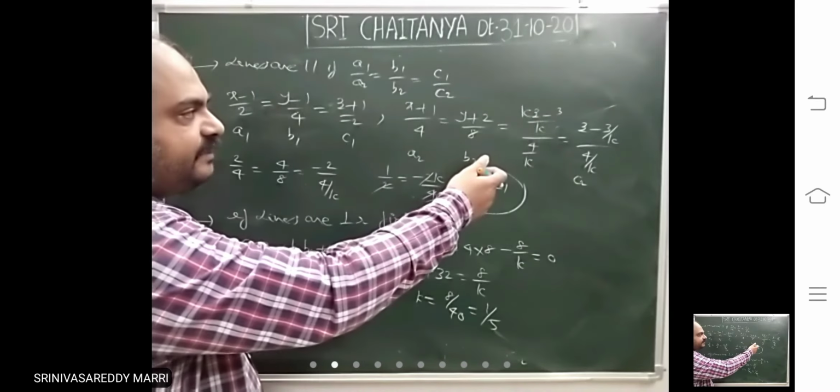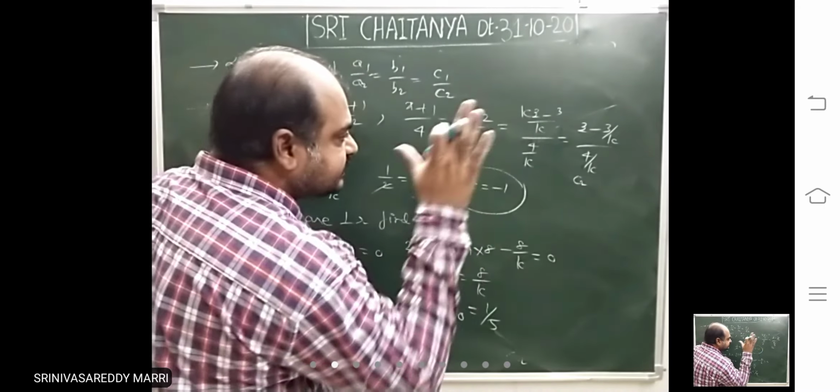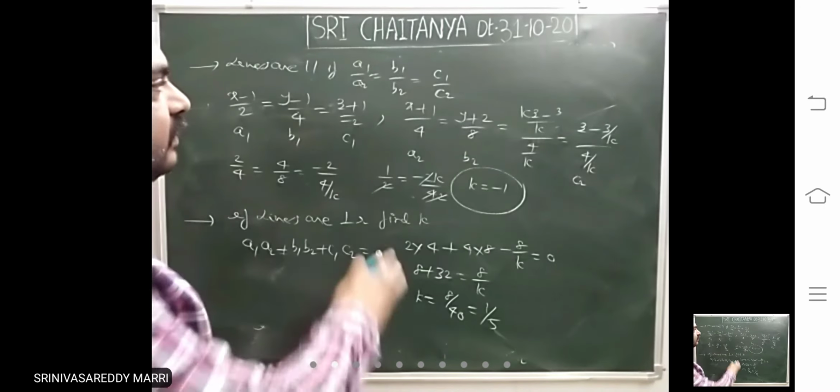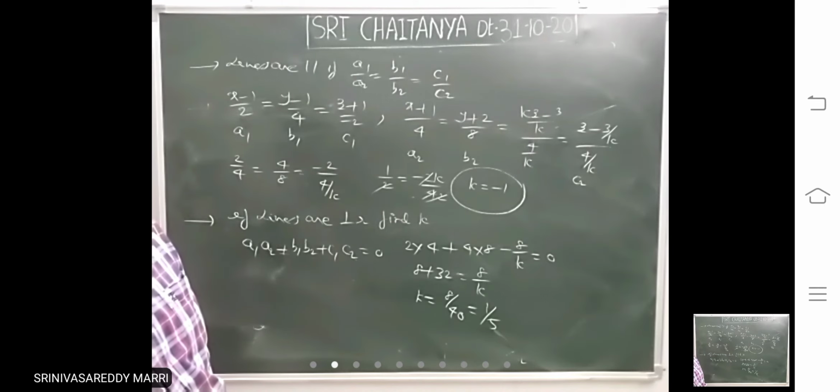Yesterday also we have done the same. Yesterday DRs of one line were given, DRs of the second line were given. Now line equations will be given to you here. You have to find A1, B1, C1 and A2, B2, C2. Parallel means A1 by A2 equal B1 by B2 equal C1 by C2. Perpendicular means A1A2 plus B1B2 plus C1C2 equal to 0.